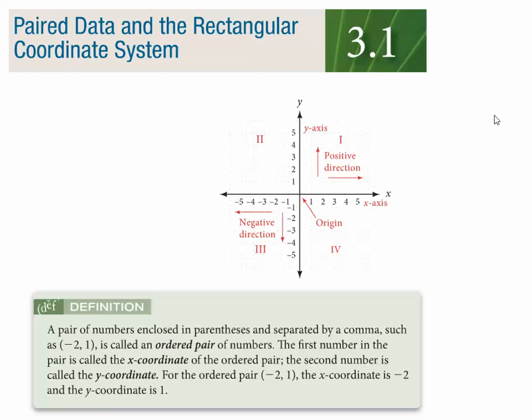So 3.1 all the way to 3.6, we're going to be graphing. Here we go. Just real quick, some few things you probably should remember. Remember the X and Y grid? We have the X-axis coming across, and the Y-axis coming down.